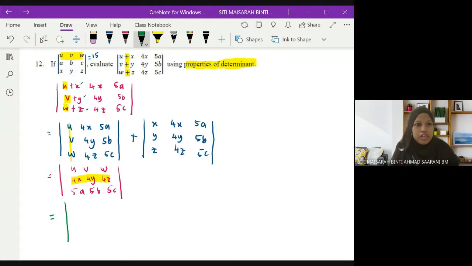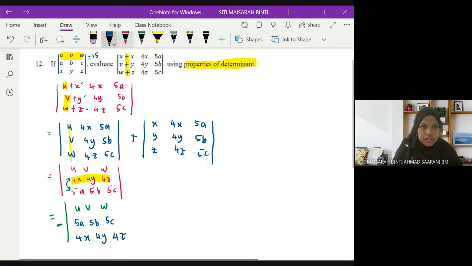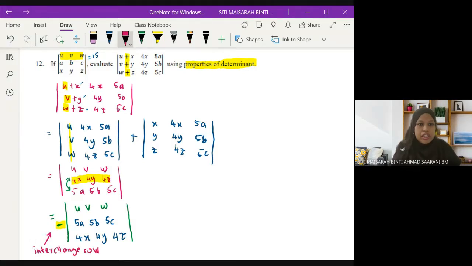So kalau kita interchange, how about dia punya nilai determinant? So kalau kita interchange antara row 2 dengan row 3 ni, kita kena letak negatif kat depan. Kita akan jadi U V W. Yang ni kita interchange between row 2 and row 3. So we get 5A, 5B, 5C, 4X, 4Y, 4Z. Okay, kat sini kita letak negatif. Sebab apa negatif ni? This is for interchange row.